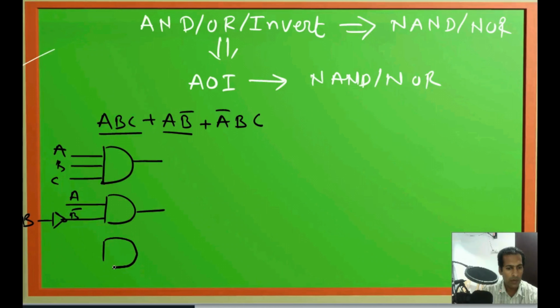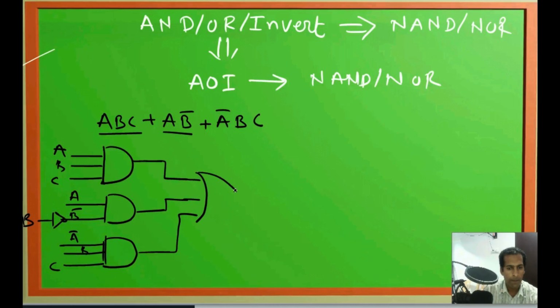Then the third one, we can have A bar, B, C. All of them are connected to an OR gate. So this expression is present at the output.